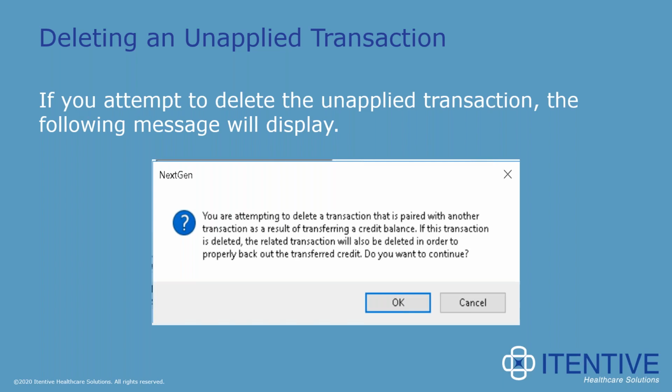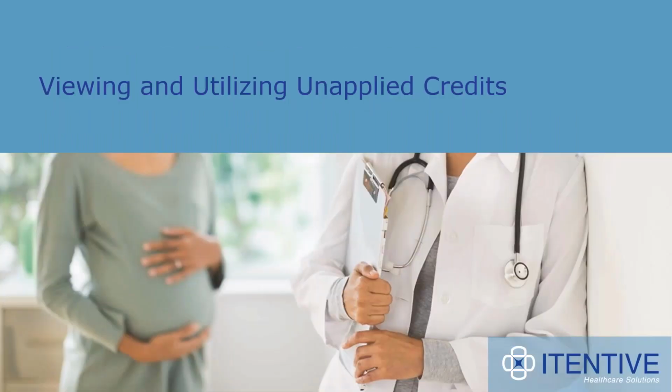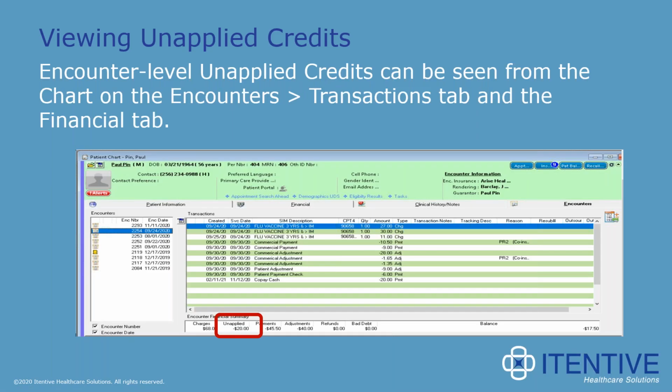But anyway, it shouldn't happen because it should not allow you to delete one side of the transaction. This should come up and it should delete both sides of the transaction. So now let's talk about that. We've created unapplied credits. Now, how do we use them? So let's go there next.